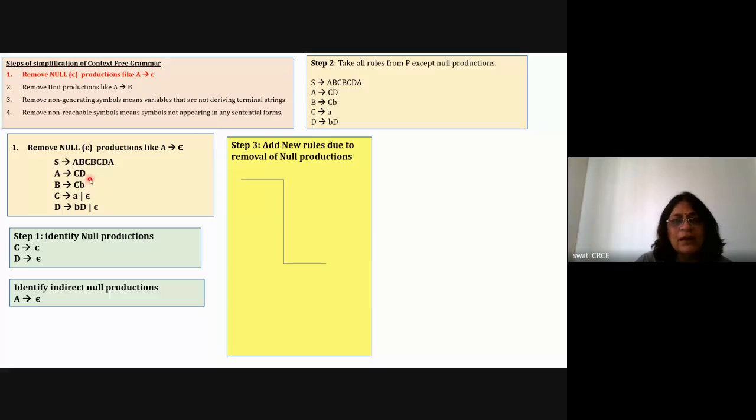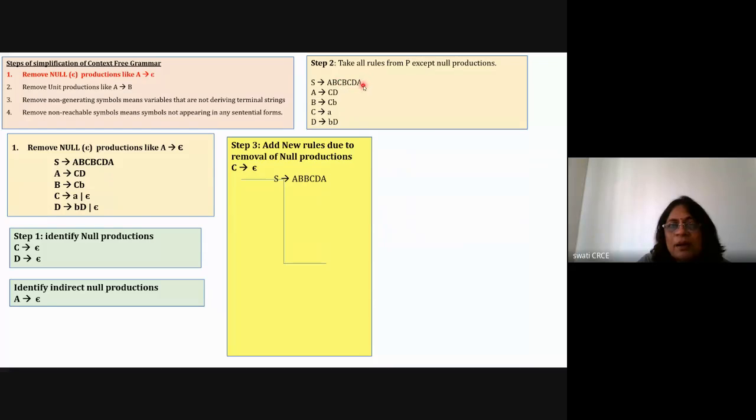So now rewrite the grammar without null symbols. Like this, you write down. Now you have to take the first one, C is equal to epsilon. For C is equal to epsilon, what are the changes? Okay, so start from here. S is equal to AB, BC, DA. I'm assuming this C as epsilon, so it is AB, BC, DA.